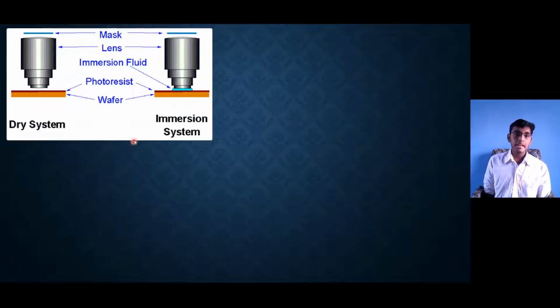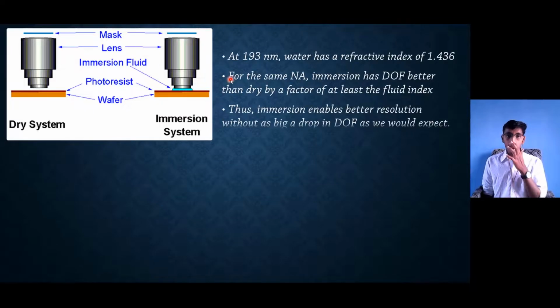Immersion lithography is an enhancement technique which replaces the usual air gap between the final lens and the wafer layer with a liquid of higher refractive index. If the liquid we use is water, at 193 nanometers it has a refractive index of 1.436. For the same numerical aperture, the immersion system has a better depth of focus than the dry system by at least the factor of the refractive index of this layer used.